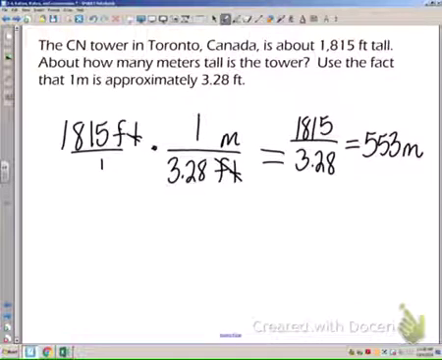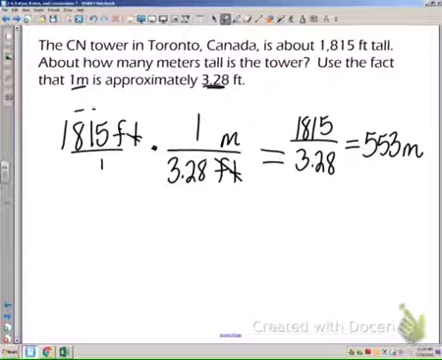Okay, so 553 meters is the same as 1,815 feet. And I always like to look back and think, does that make sense? 1 meter is 3.28 feet, so I would expect it to be more feet. There's more feet than there are meters.